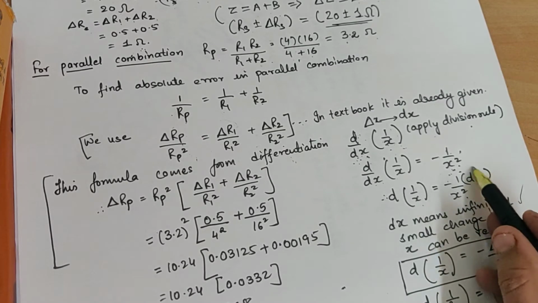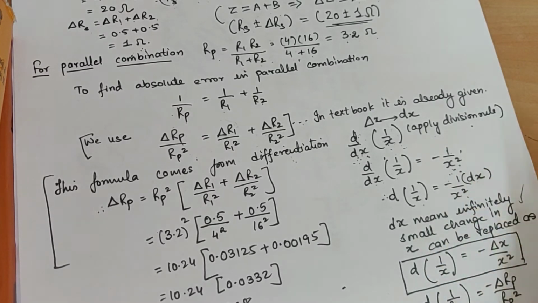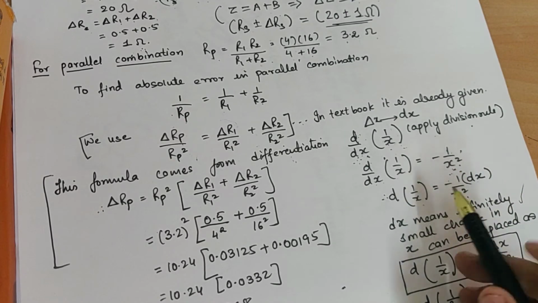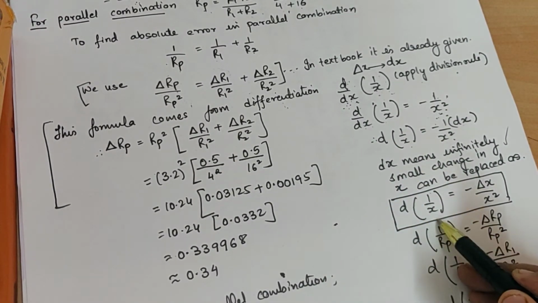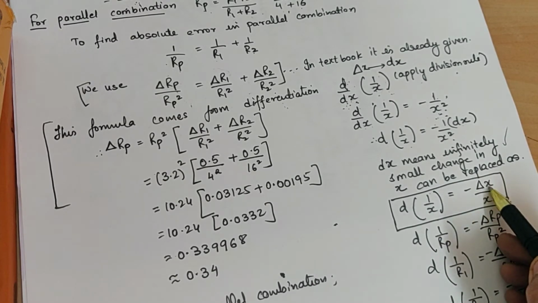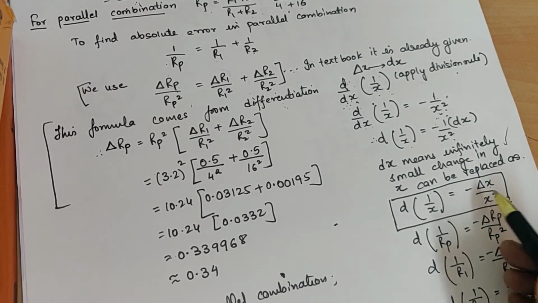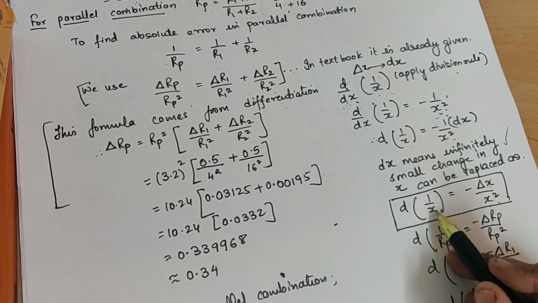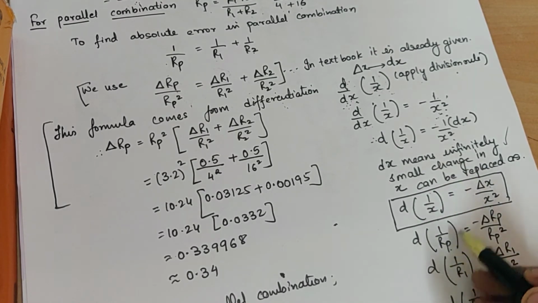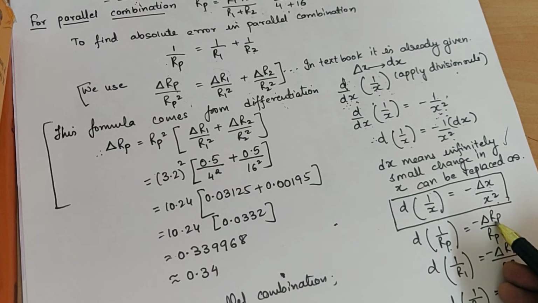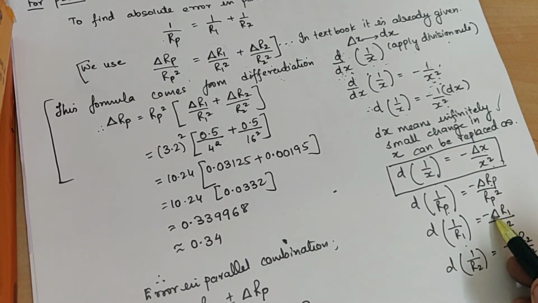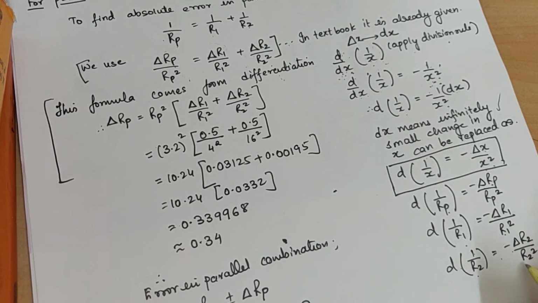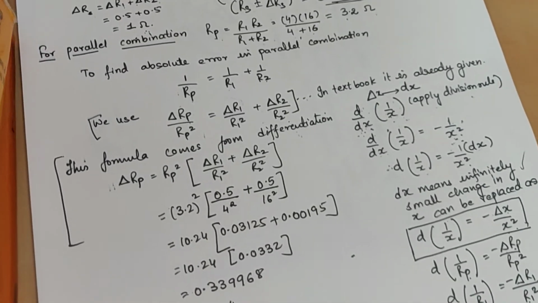Now what do you mean by dx? dx means the small change, infinitely small change in x, which can be written as delta in physics. So I can write d of 1 upon x is equal to minus delta x upon x square. So simple, this formula can be applied. Suppose I x replaced by Rp, so I can replace this as delta Rp here. Fine. If I take d of 1 upon R1, so it would be minus delta R1 upon R1 square, and d of 1 upon R2 is minus delta R2 upon R2 square. Just put it over here.